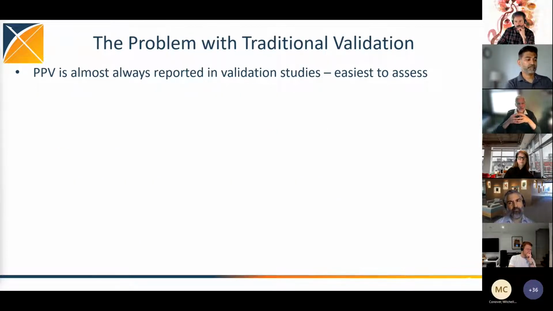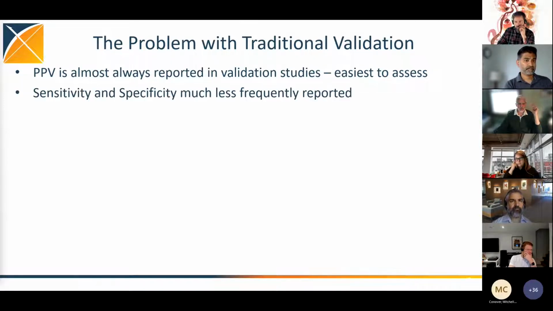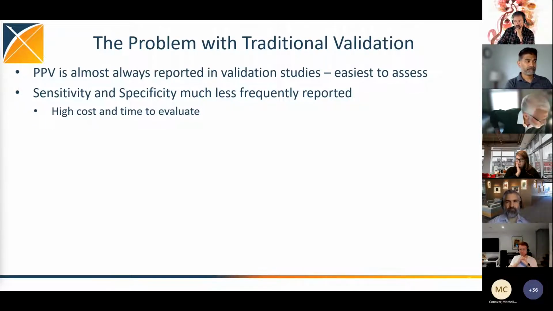So in traditional validation, you get the positive predictive value and you rarely get sensitivity and specificity. The reason for that is that positive predictive value is the easiest to assess, and sensitivity and specificity are much less frequently reported. It's a high cost and time to evaluate sensitivity and specificity. Whereas for positive predictive value, you can just pick out 100 or 200 cases that your algorithm picked out, and just have them look at the cases. For sensitivity and specificity, it becomes much more complex.